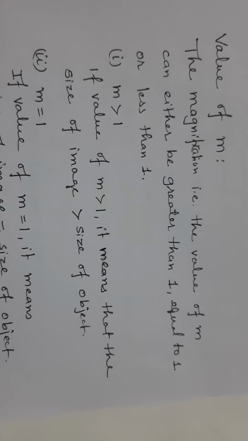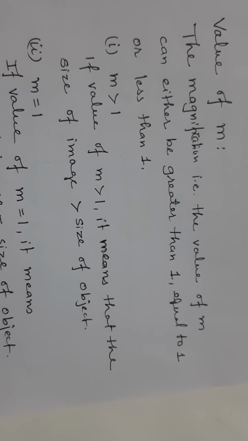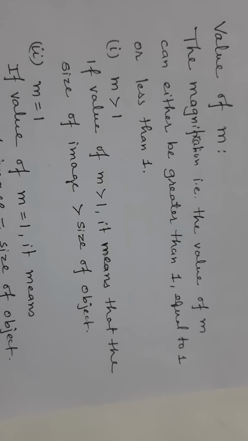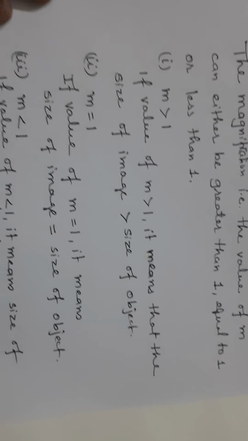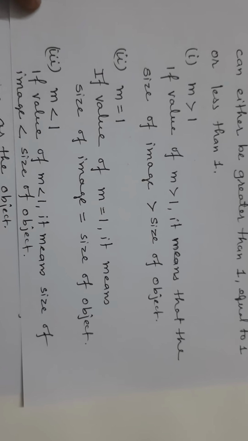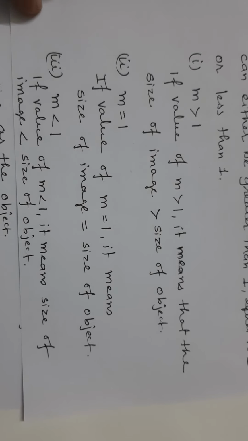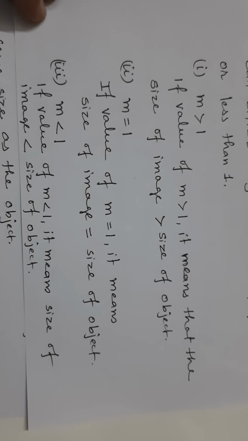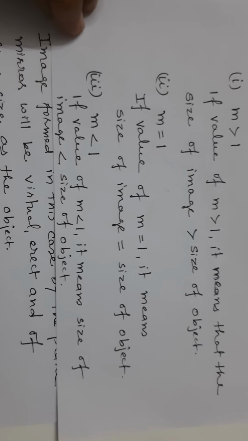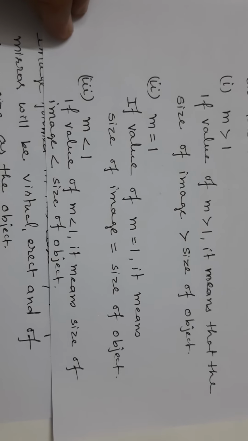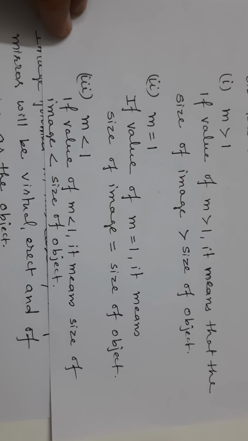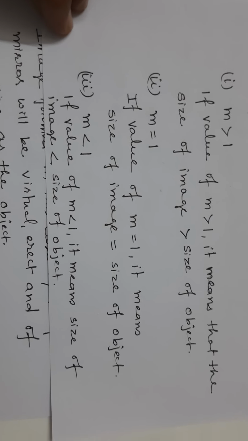If the value of m is greater than 1, it means that the size of the image is larger than the size of the object. When m is equal to 1, it means the size of the image is equal to the size of the object. Third point, m is less than 1, which means that the size of the image is less than the size of the object. Now let's go further.